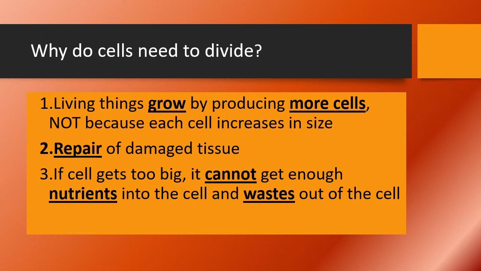Why do cells need to divide? Living things grow by producing more cells, not because their cells increase in size. Cell division helps to repair damaged tissue. If a cell gets too big, it cannot get enough nutrients into the cell and waste out of the cell.